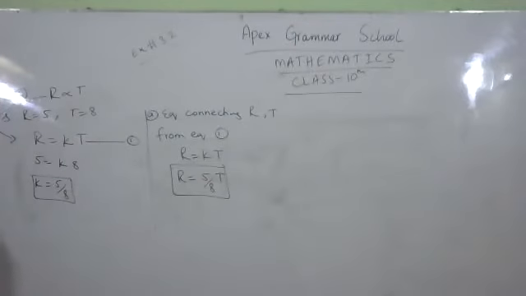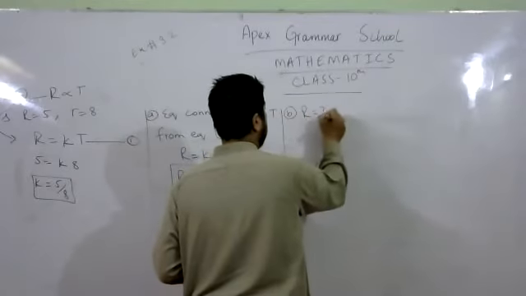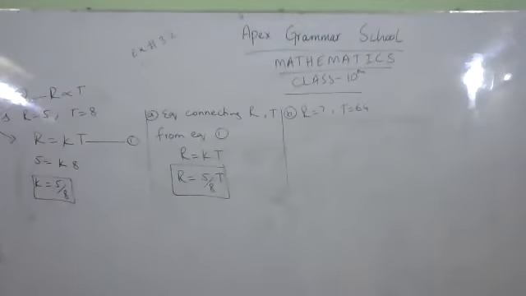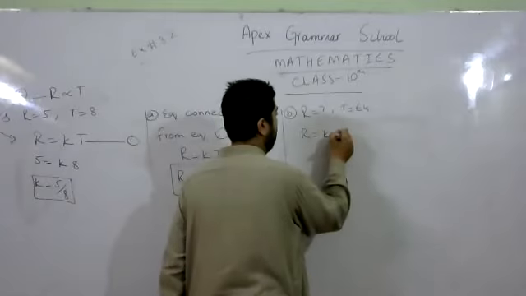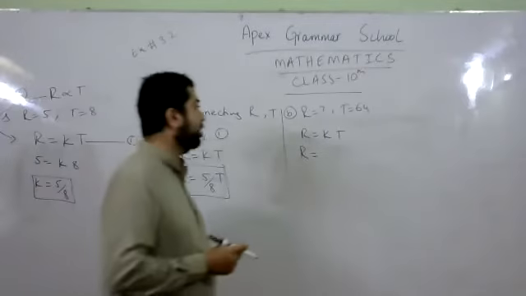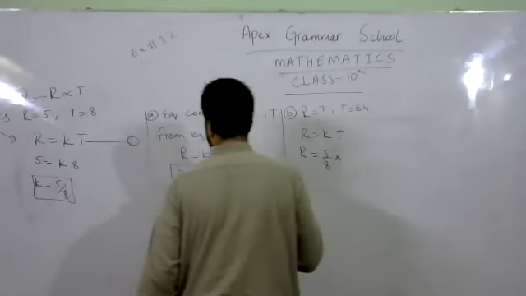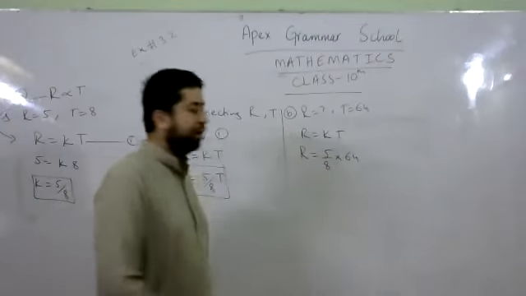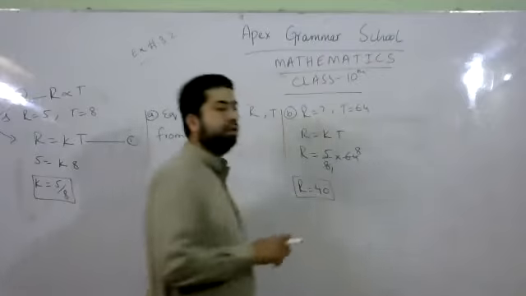Now part b is: find the value of r if t is equal to 64. We need to find the value of r just from this equation; from equation 1, r is equal to kt. We need the values of k and t to find r. The value of k is 5 by 8, and the value of t is available, 64. So easily we can find it. 8 ones are 8, 8 8s are 64. So 5 multiplied by 8, that is 40. This is the value of r.